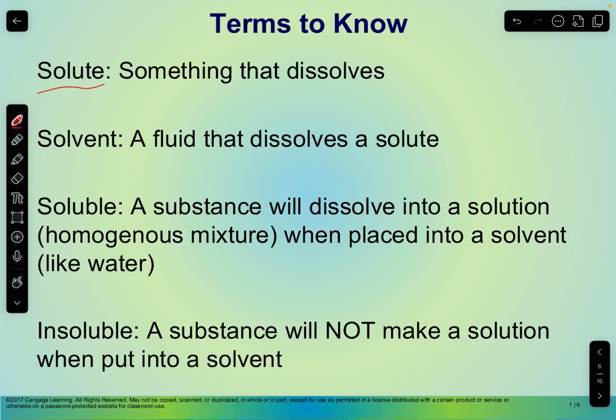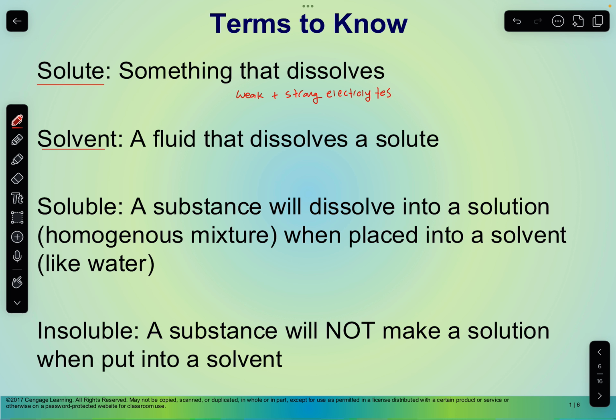So we have a solute, which is something that is going to dissolve. Anything that dissolves into a solution is going to be a solute. So that covers both weak and strong electrolytes. And this is going to come into play later, so it's important that we know what a solute is. And then we have solvent. A solvent is something that is dissolving a solute.